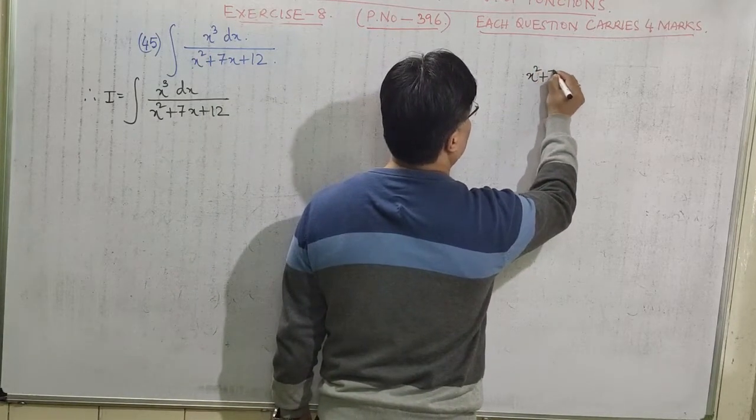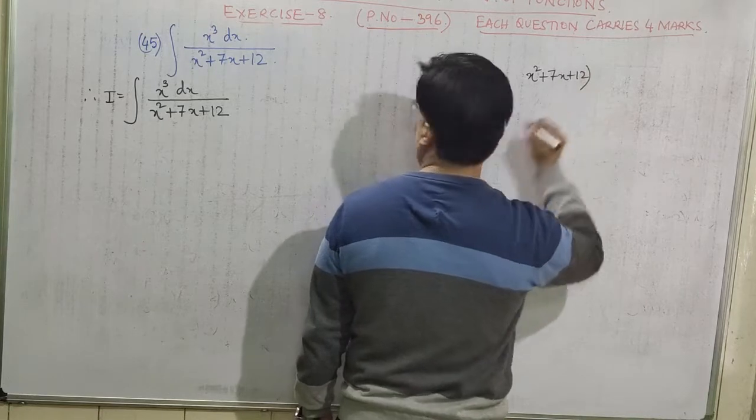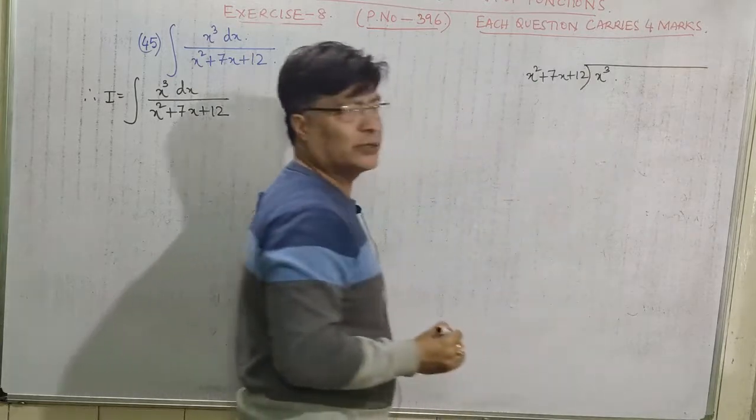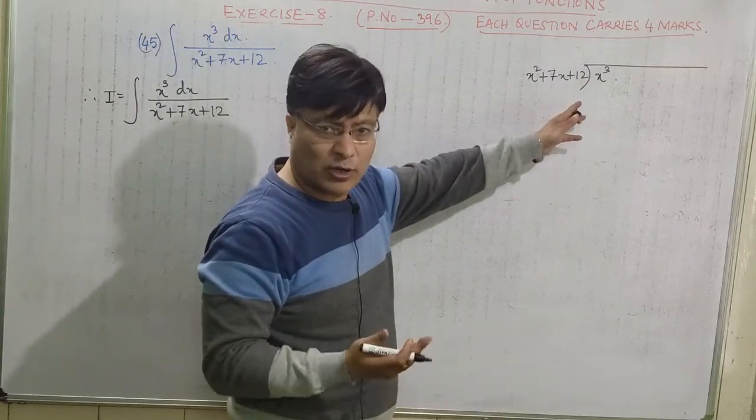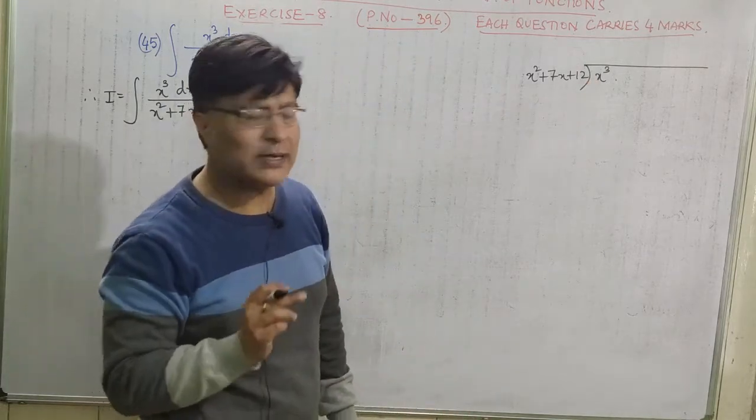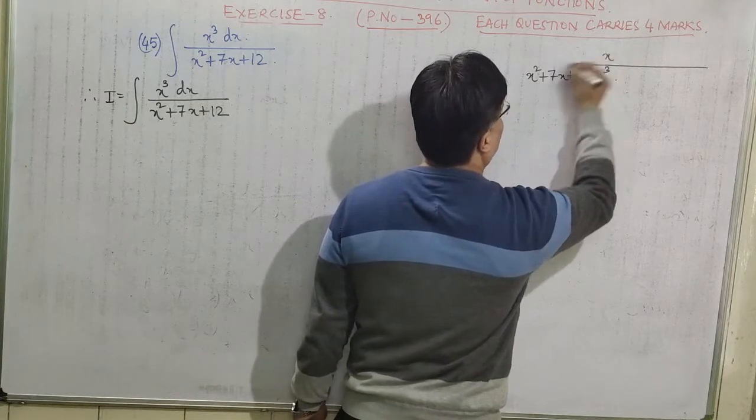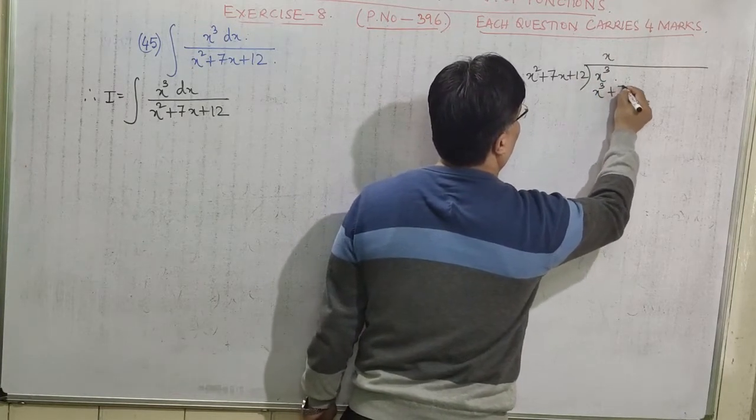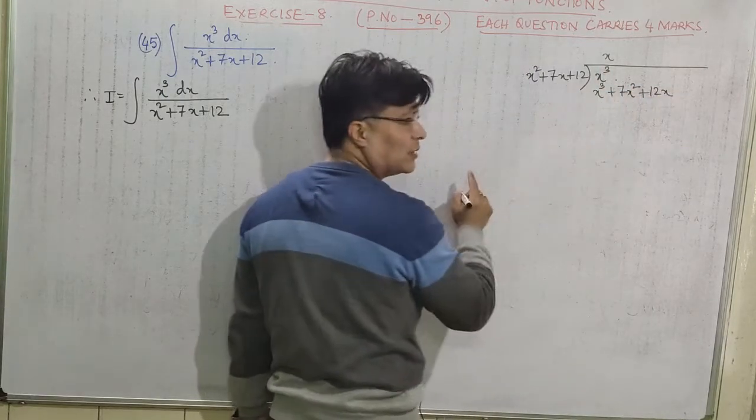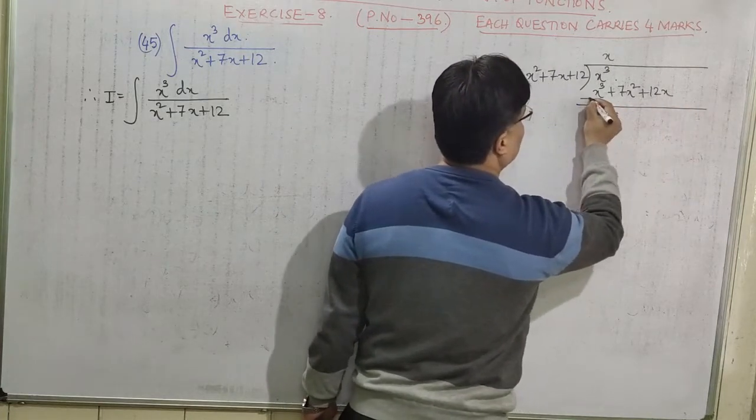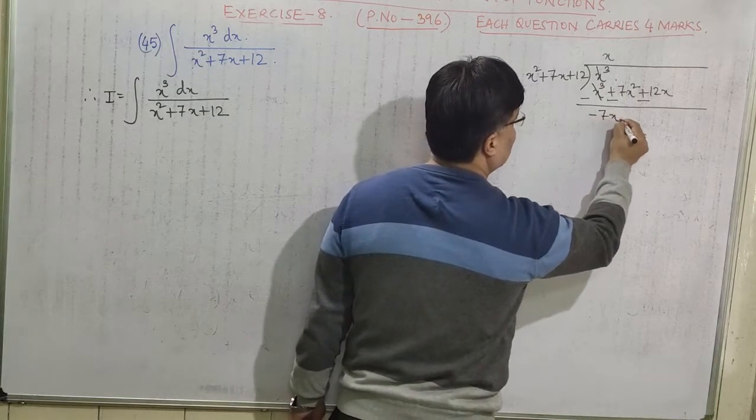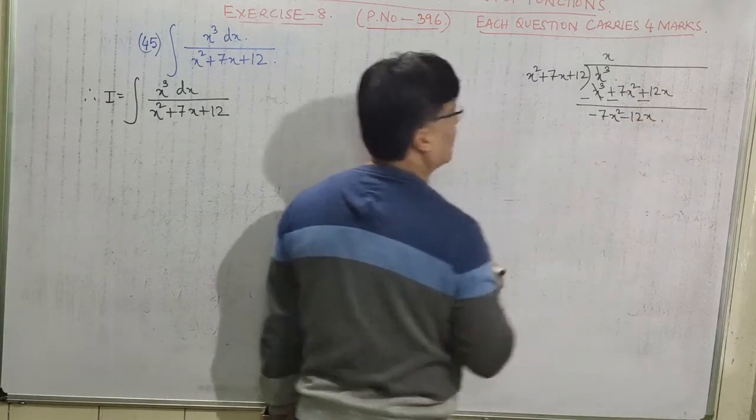So x square plus 7x plus 12 will divide x cube, right? Now you can easily divide it. You know how to divide it, isn't it? So x cube is there and there is x square, so you should multiply it by x to get x cube. So x into x square is x cube, plus 7x square plus 12x. Now you can subtract it. Minus, minus, minus, this x cube will be cancelled, minus 7x square minus 12x, right?